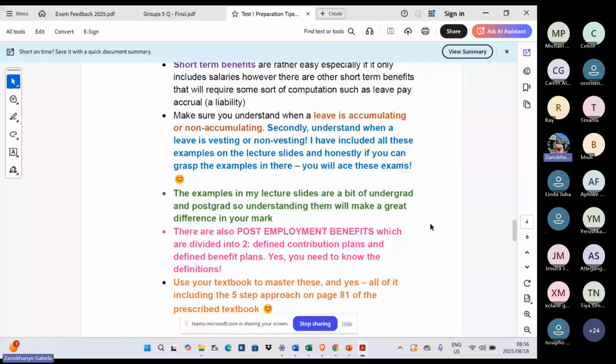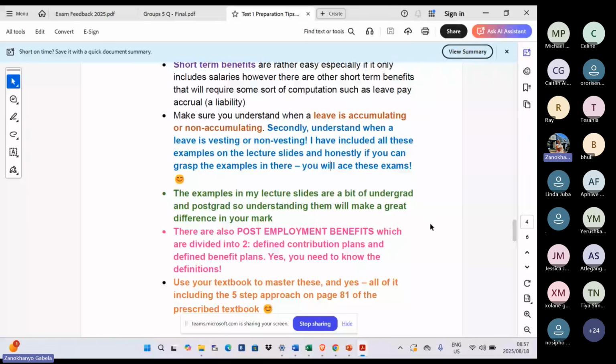And then the rest of the companies that you're going to be exposed to, I hope you don't meet these post-employment benefits, because they can be a lot of headache. But in any case, please make sure you understand and can define those, and then just work through the examples in the textbook, and then apply them to the questions. So that should be fine in terms of that.